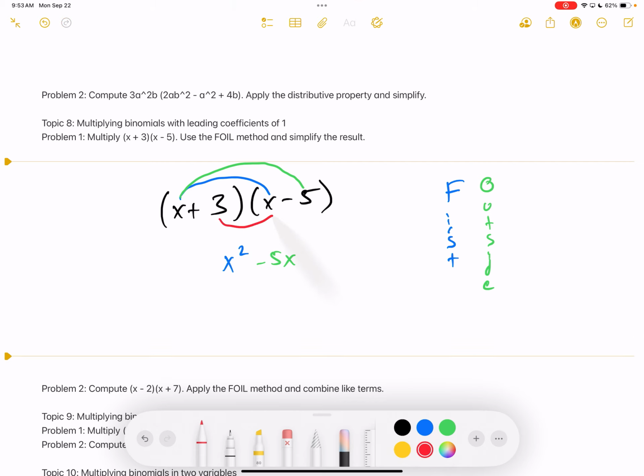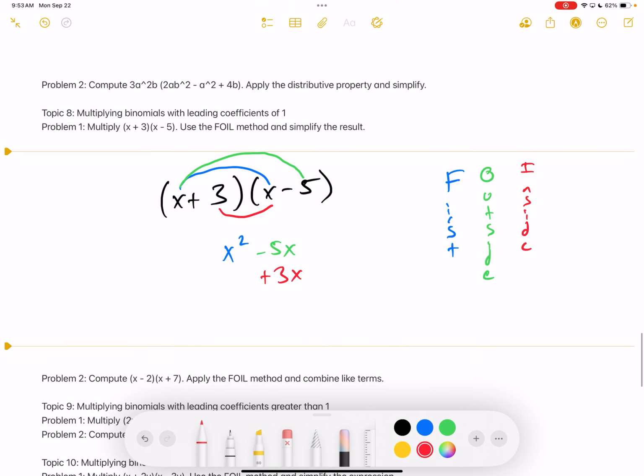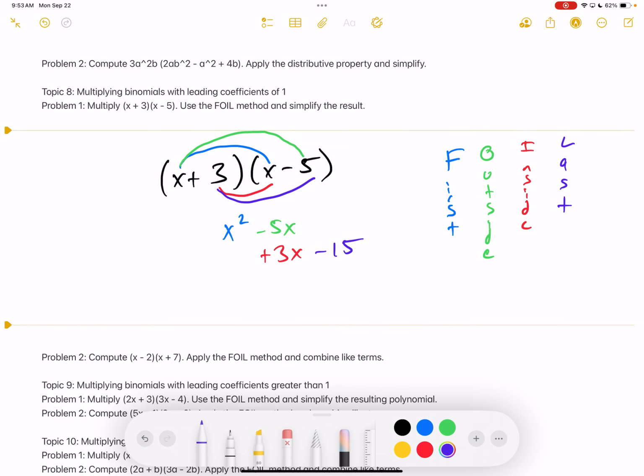So now I do the inside terms times each other. 3 times x would be 3x. I'm going to write that underneath my 5x because I can combine those, right? Negative 5x and 3x I can combine. And then my last one here is you multiply the last terms. 3 times negative 5 would be negative 15. Okay, so first, outer, inner, last. And again, all that's really doing is making sure that you take this x times both of these, and then you take this 3 times both of these. So now you can combine like terms, and I get x squared minus 2x minus 15.